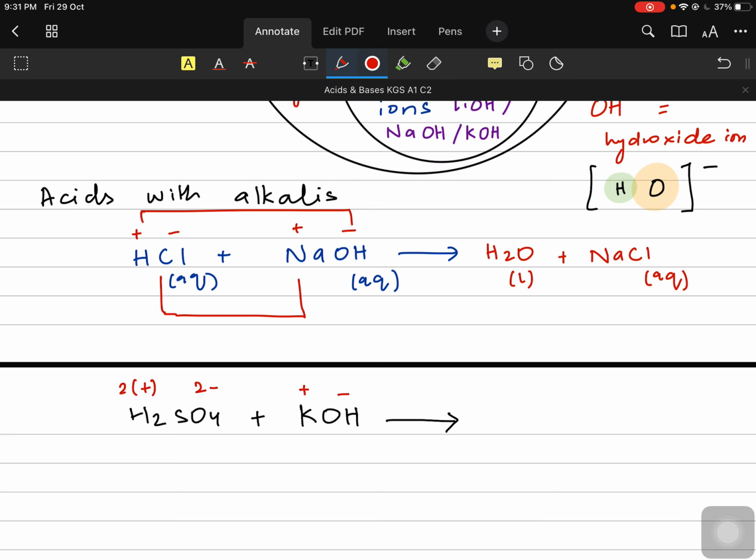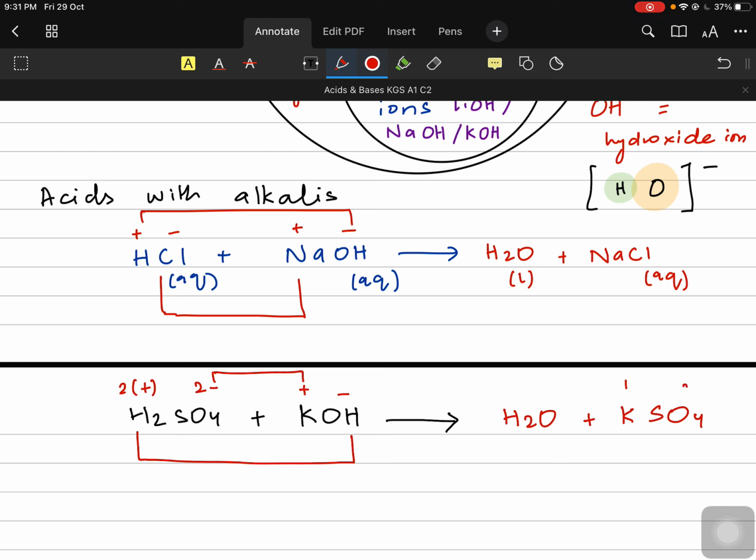The H would want to go with the OH part, so it will make water molecules. Since you have to balance it, we'll balance it later once the products are done. The SO4 goes with the K and it gives you potassium sulfate. So K, SO4, but remember one thing, potassium is group 1 with a charge of +1.